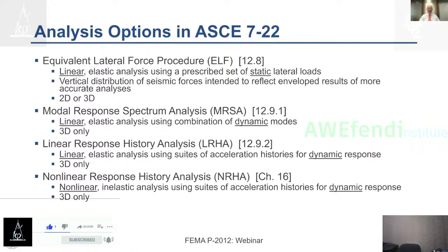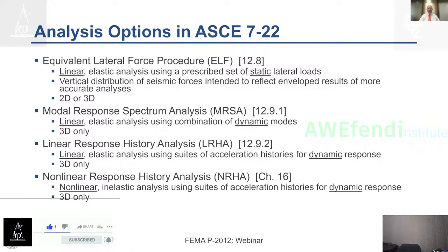Modal response spectrum analysis takes that same model or models perhaps and does something different. We still consider the structure to behave linearly, so using linear elastic analysis, but then we think about some dynamic response in a modal sense. That method can only be done three-dimensionally, so we can't use two-dimensional characterizations of our structure to use this method.